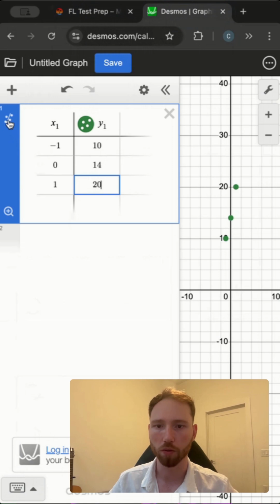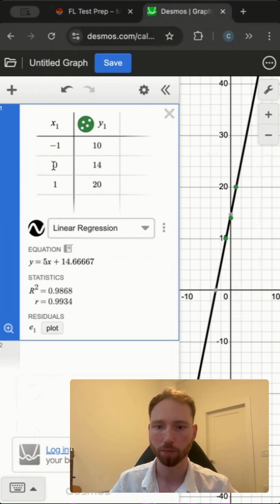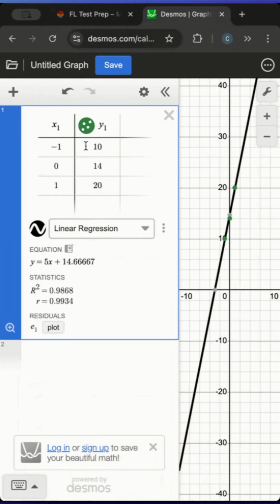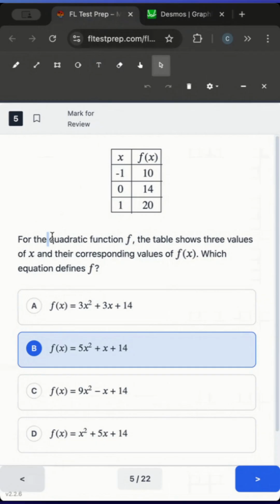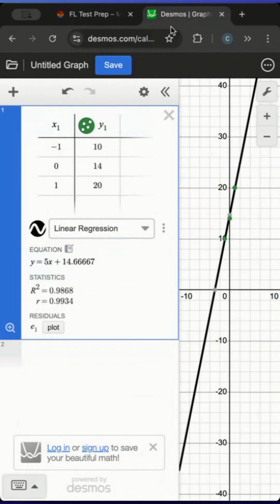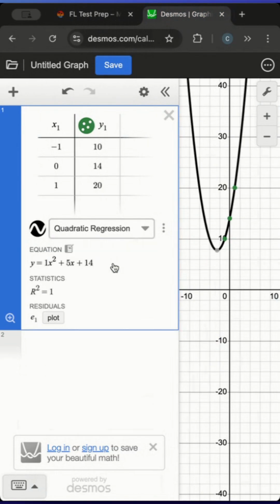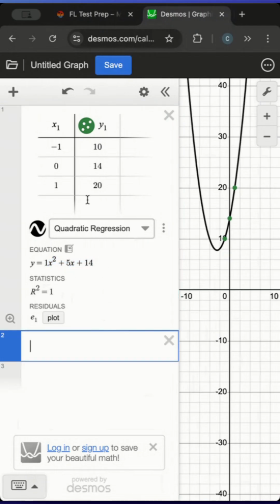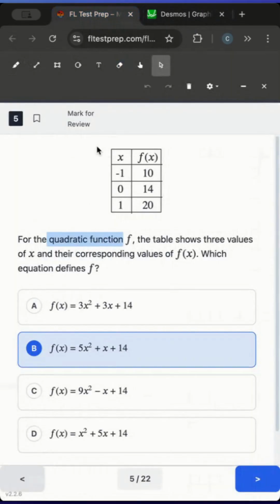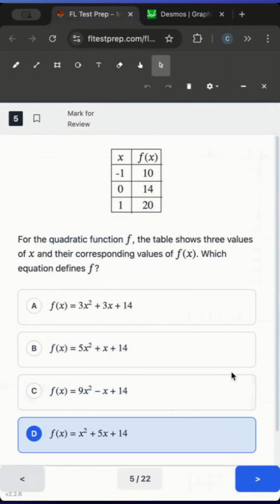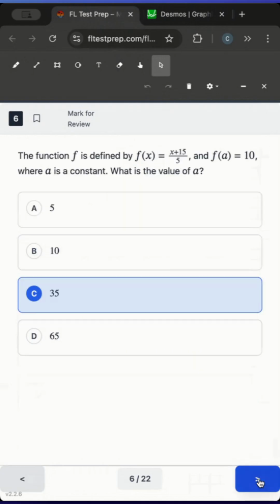And then you want to hover over this line and add regression. This gives me a linear regression, but remember, it tells me that this is a quadratic function. So what you want to do is switch this over to quadratic regression, and it'll build your line for you. I know x squared plus 5x plus 14 is going to be the correct quadratic for these points. So that matches with D again as the correct answer for this question.